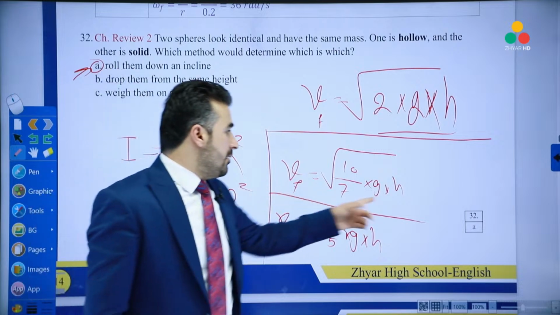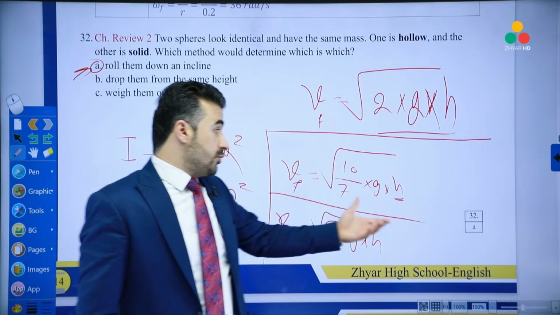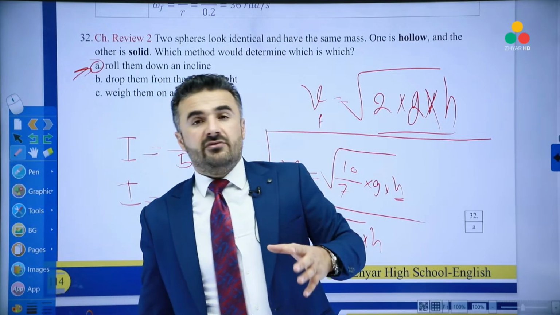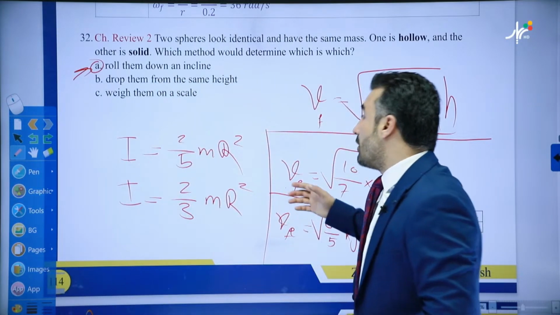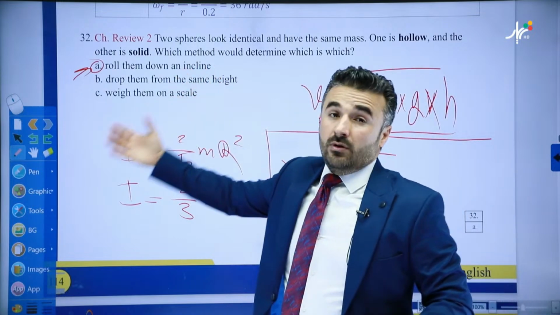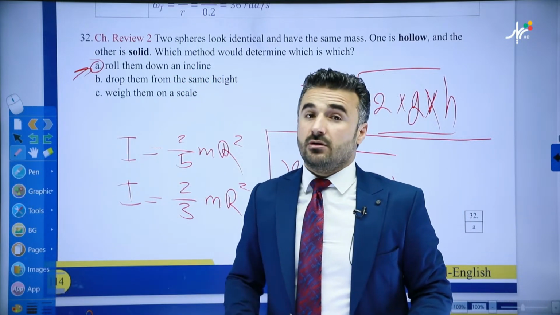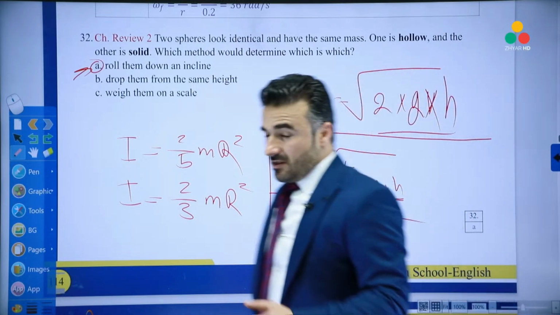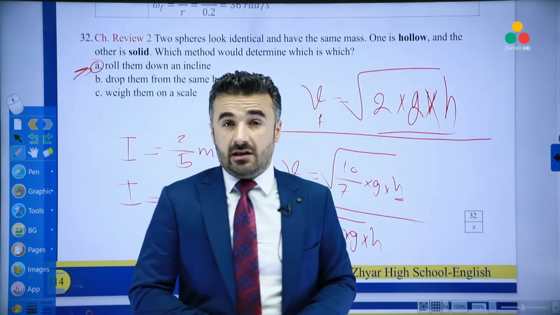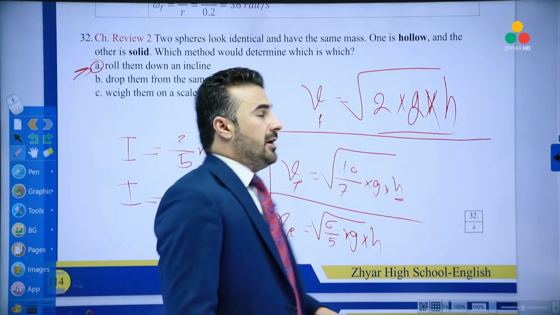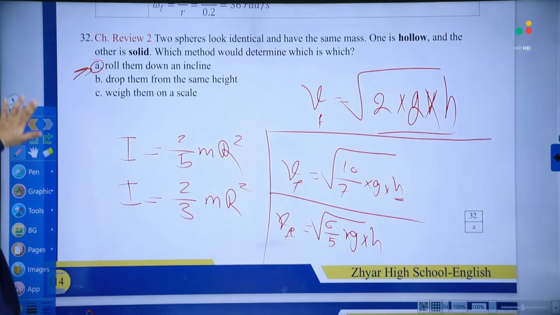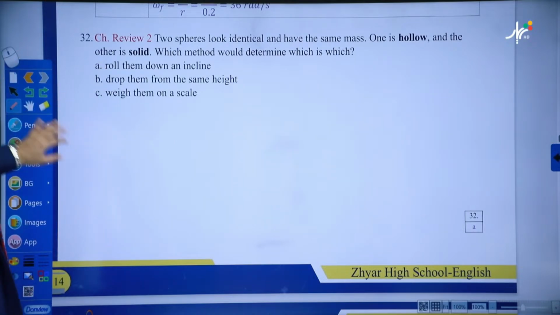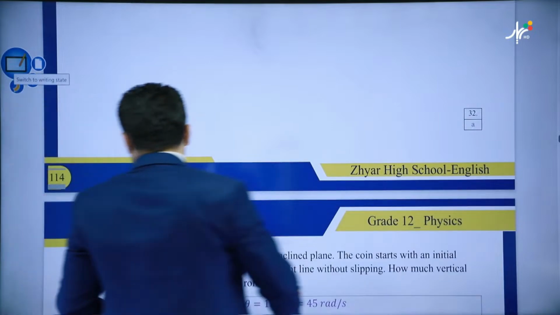So you would see that because they have the same height, or we roll them down from the same height, the translational speed for the solid ball would be higher. In another way, the solid ball will reach the bottom of the incline faster than the hollow sphere, or hollow ball here, which in this case would be a very effective method to tell which one is which, yeah? The one that reaches the bottom of the incline first would be the solid ball. All right.